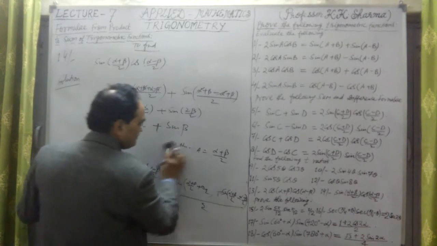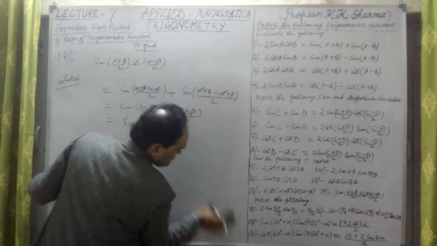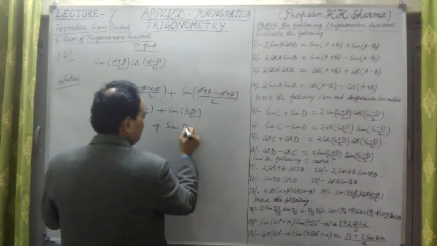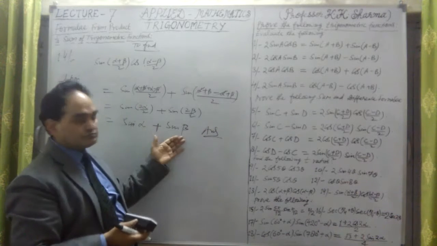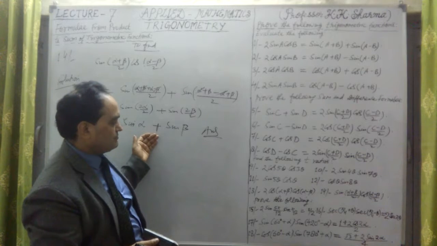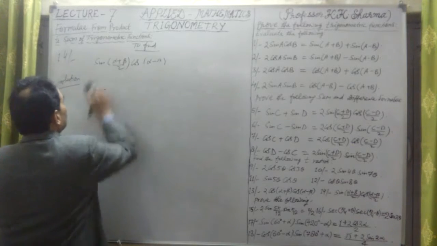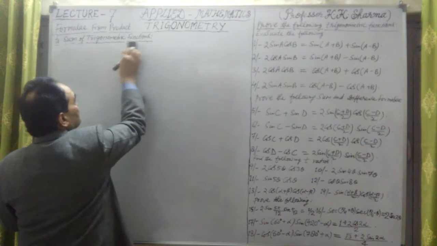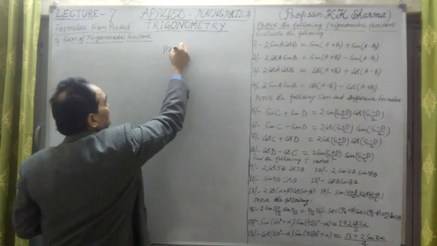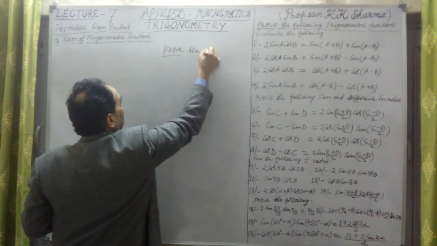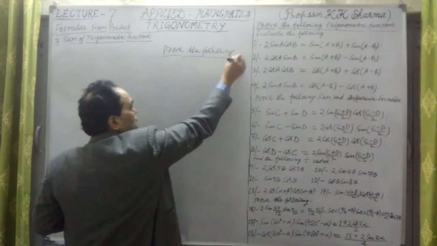Okay, so this is the value here. Sin alpha plus sin beta is the answer. Final answer is this, question number 14. Now we have to prove the other questions. When answers are given, we have to prove them. Prove the following, from 15th question to 18th question number.